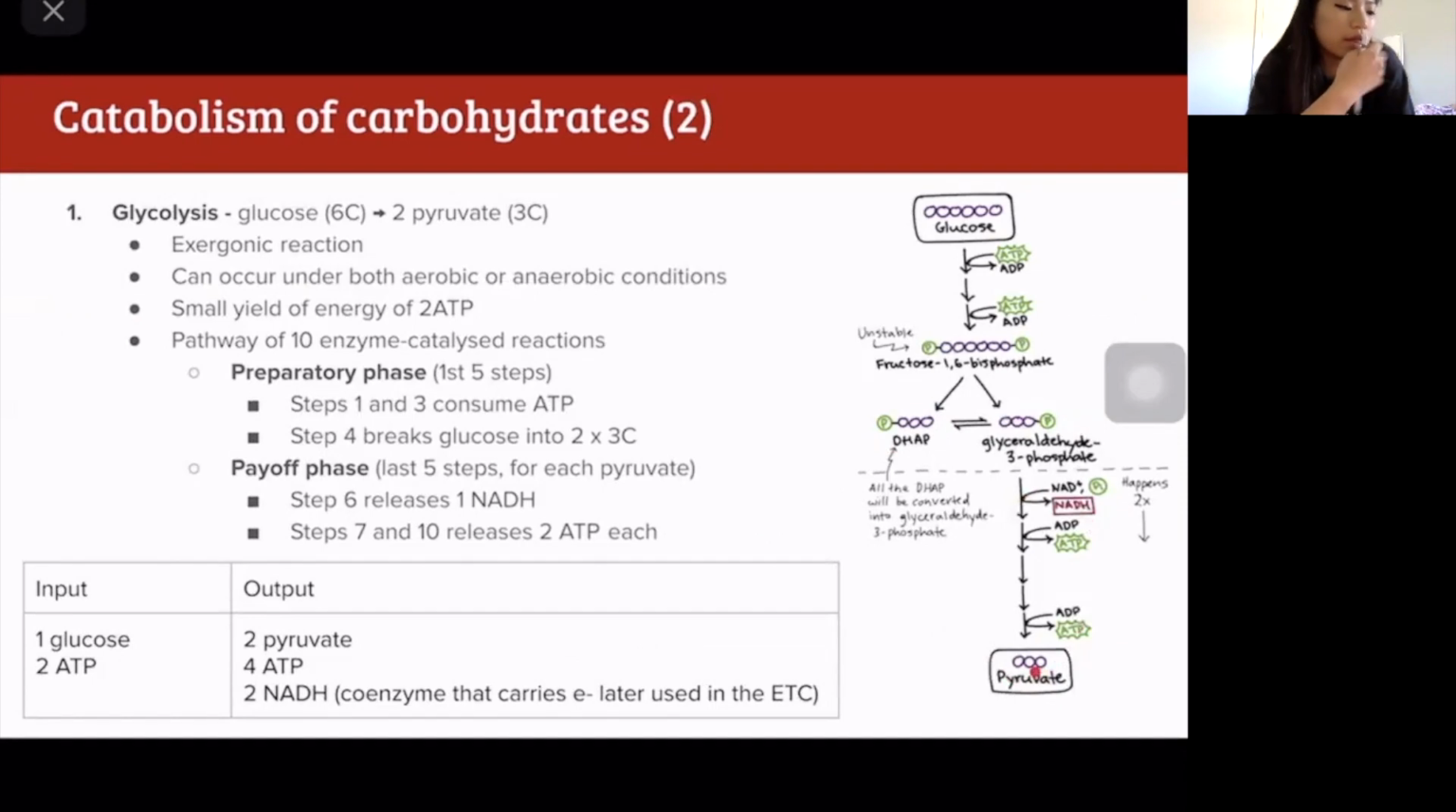And then in the second 5 steps, there is a yield of 2 ATP, and since it happens once again twice, with each 3-carbon molecule, in total there's 4 ATP. But since 2 are already used at the start, your yield is just 2 ATP in total. And there's also 2 NADH produced in the process, one on this side, one on the other side. These are coenzymes that carry electrons that will later be used in the electron transport chain.